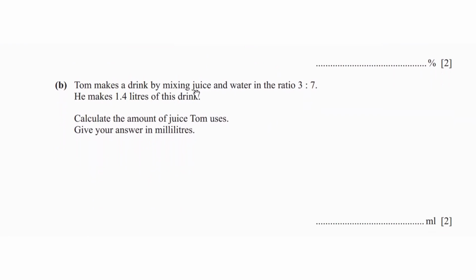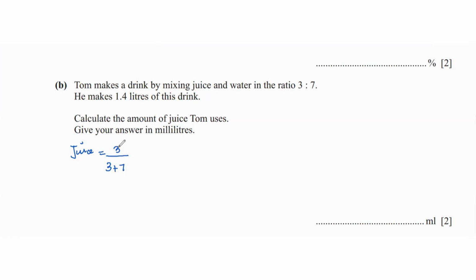Then says Tom makes a drink by mixing juice and water in the ratio 3:7. He makes 1.4 liters of this drink. Calculate the amount of juice Tom uses. So first, let's use the ratio to figure out how much juice is being added to the drink. So for juice, we'll do 3 over 3 plus 7. Why? Because 3 is the number assigned to juice in the ratio, and whenever we're making a fraction for any quantity in the ratio, the denominator is always going to be the sum of values in the ratio.